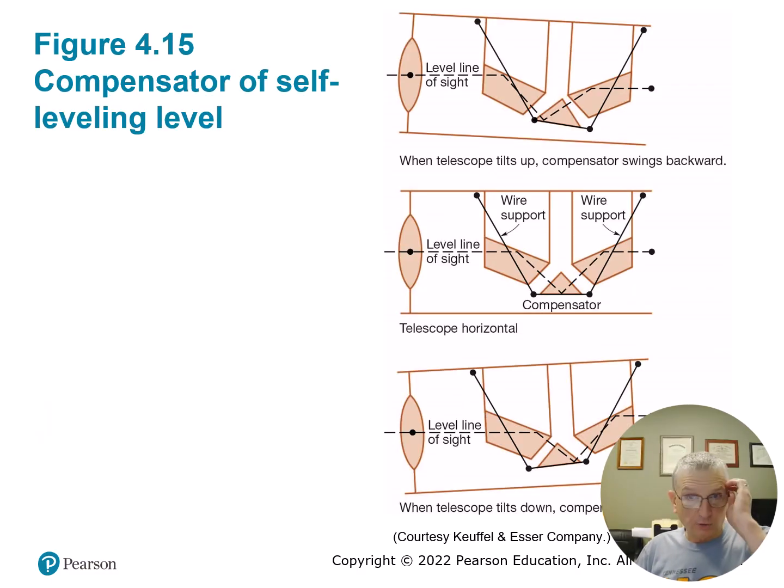The way an auto level works is you got this compensator that's hanging in here, and it's got a bunch of really nicely, real precise mirrors and lenses and things that even if it's out of level a little bit, you still wind up getting a level line of sight through the level. So it doesn't have to be perfectly level.